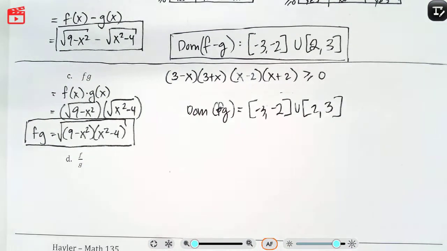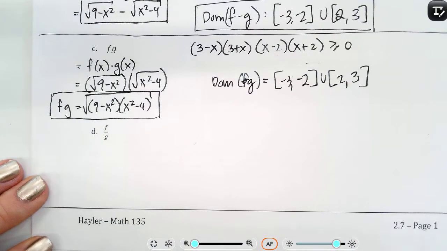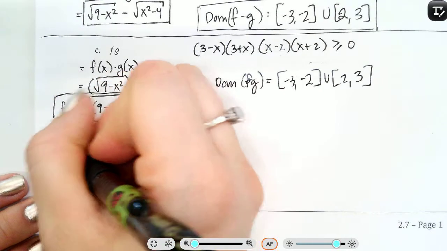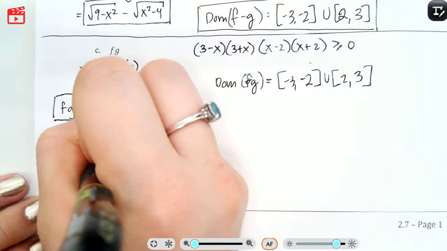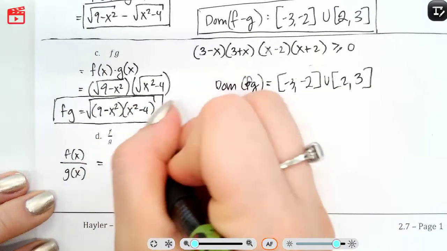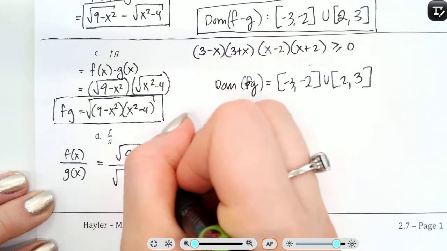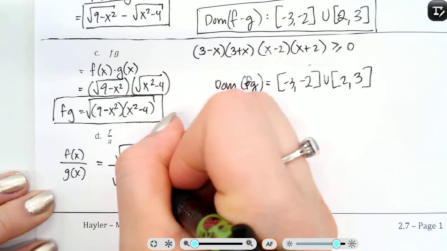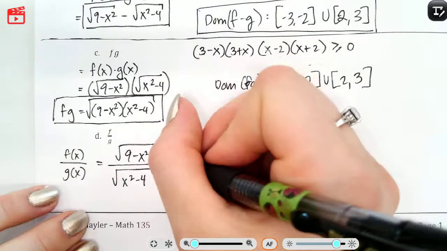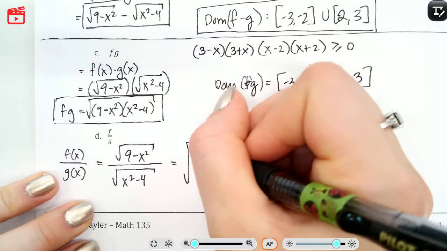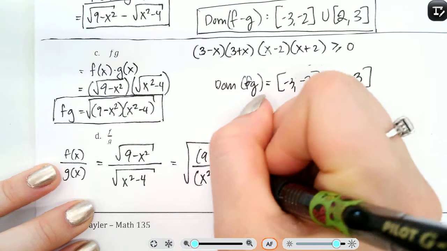All right. And then the domain of f over g. Okay, so that's going to be f of x over g of x, which is going to equal, let's see, square root of 9 minus x squared all over square root of x squared minus 4. And we can get total square root of 9 minus x squared all over x squared minus 4.